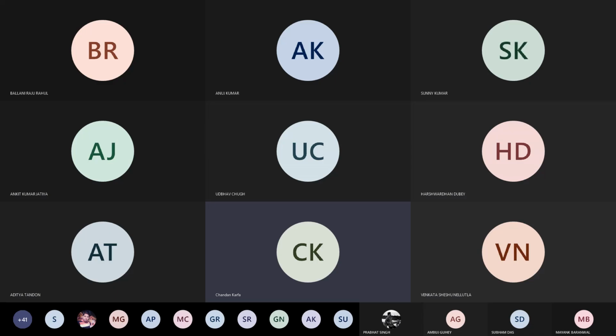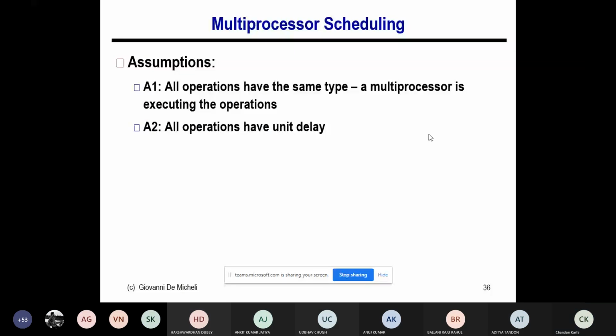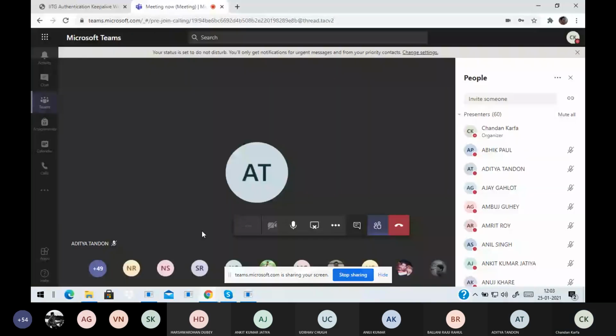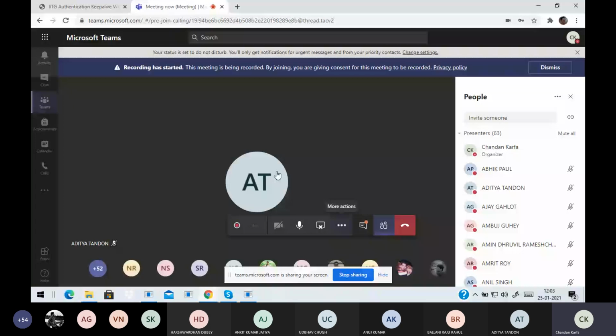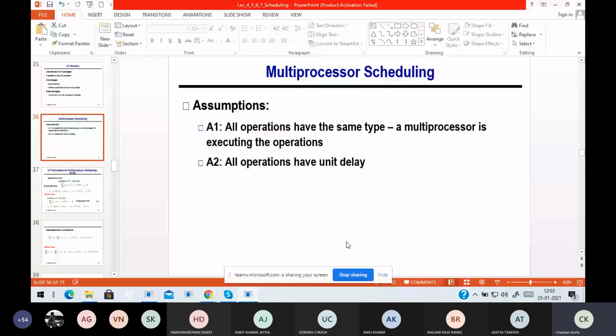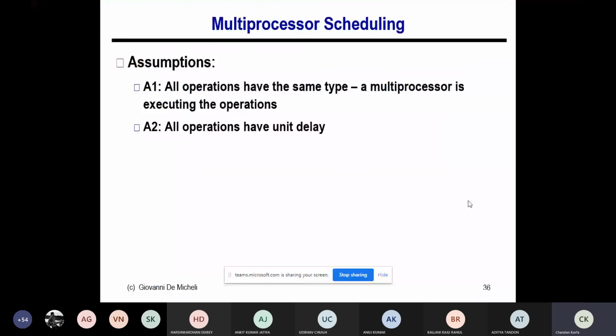Scheduling is basically assigning time steps to the operations, right? And we have seen that scheduling is actually an NP-complete problem. That means there is no polynomial time algorithm available to solve the problem, right? Which means if you try to solve it exactly, you need an exponential solution.